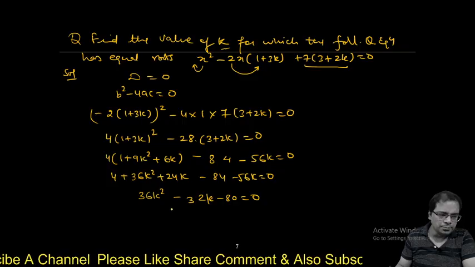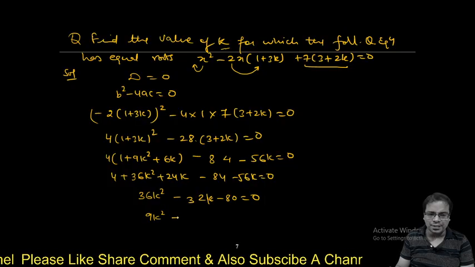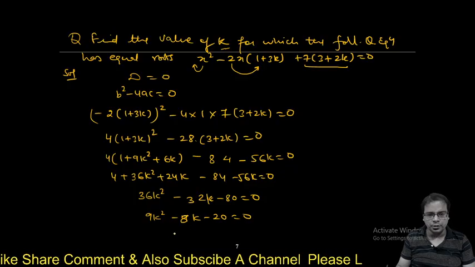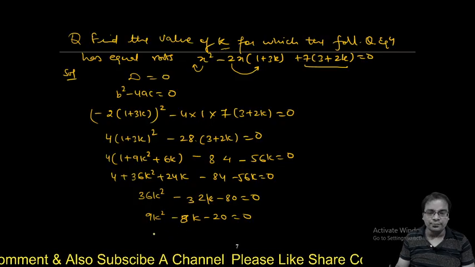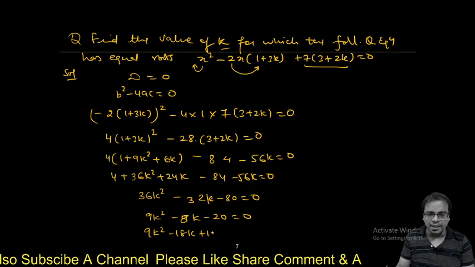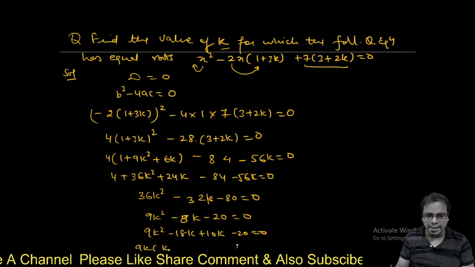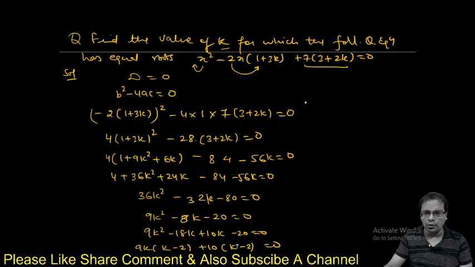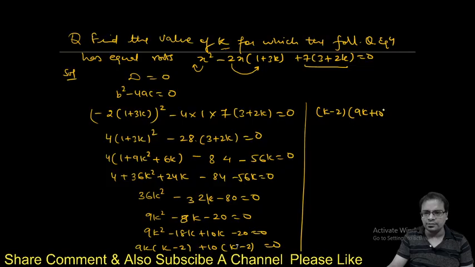Now what number should be common here? 4 9s are 36, 4 6s are 24, 4 7s are 28, 4 8s are 32, 4 2s are 8, and 0. Now the quadratic equation is this one. We need to factorize it. 9 2s are 18, and 180 means 18 into 10. So we write it as 9k square minus 18k plus 10k minus 20 equals 0. Take 9k common: 9k(k minus 2) plus 10(k minus 2) equals 0. So the common factor is k minus 2, and here 9k plus 10, equal to 0.